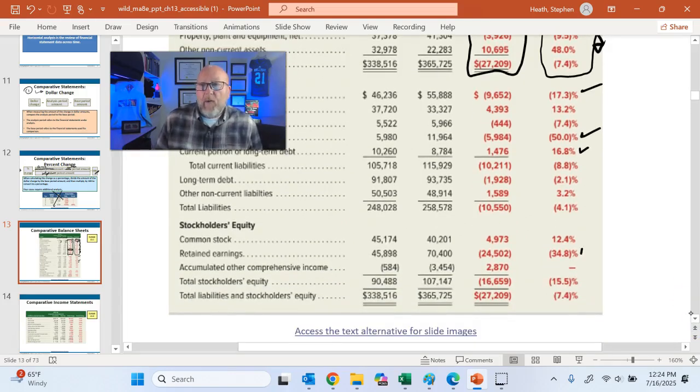Retained earnings dropped by 34.8%, I might want to know why. Our common stock went up by 12.5%. Our other non-current liabilities, that was an increase of 3.2%. Am I really worried about that? Maybe not. But by doing this horizontal analysis, putting things on a percentage change from the previous year or from a base year, it really allows us to quickly identify areas of interest.